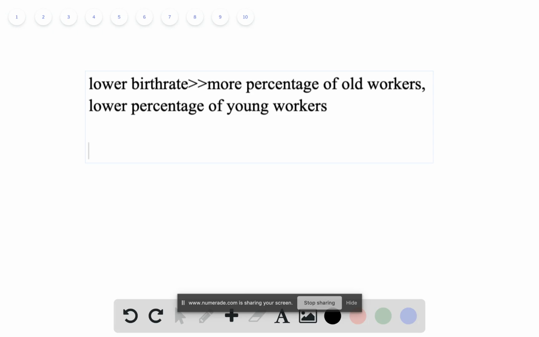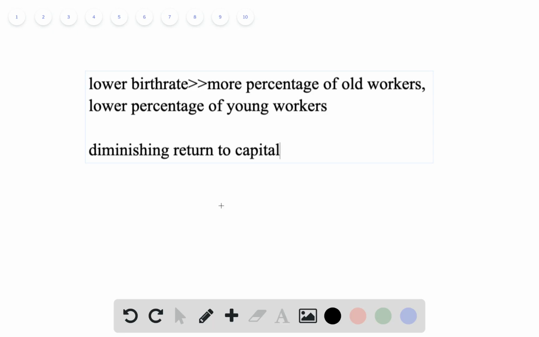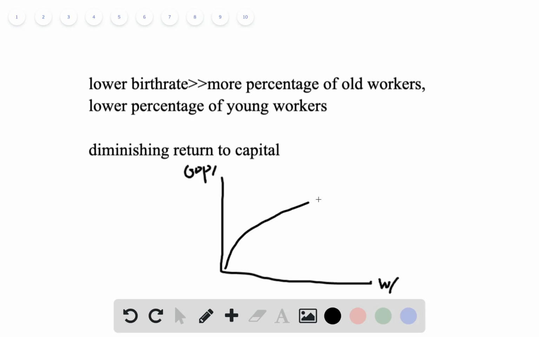Okay, I will explain it. The reason is because of diminishing returns to capital. I hope you guys remember the graph. So remember, we can draw a graph, and this is the amount of workers we use per capita, and this is the amount of real GDP per capita. So if there are diminishing returns to capital, it means that the curve is something like this.